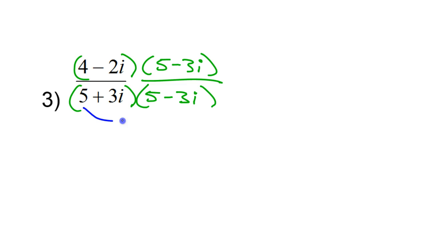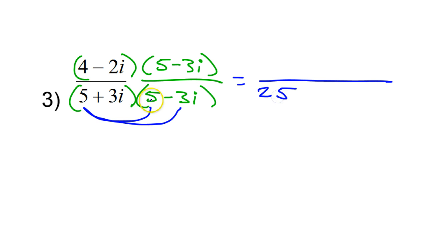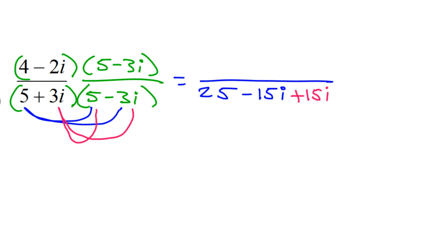Some teachers call this foiling. I never have. So I'm going to multiply this 5 times everything. So 5 times 5 is 25. And then 5 times negative 3i is negative 15i. Now I'm multiplying the 3i times everything. 3i times 5 is plus 15i, and 3i times negative 3i is negative 9i squared.